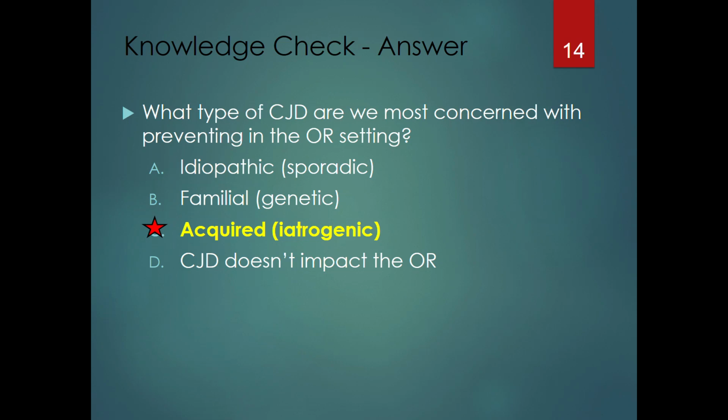The correct answer is acquired or iatrogenic. This is the type most concerning for the OR because it can be transmitted through medical procedures, including neurosurgery. It is important for surgical staff to take the appropriate precautions to prevent transmission of CJD and other prions within the OR setting.